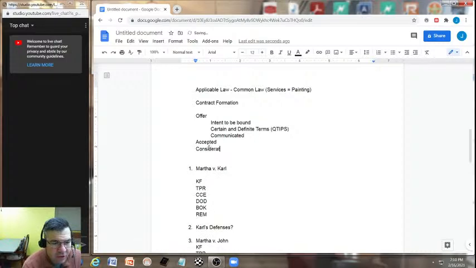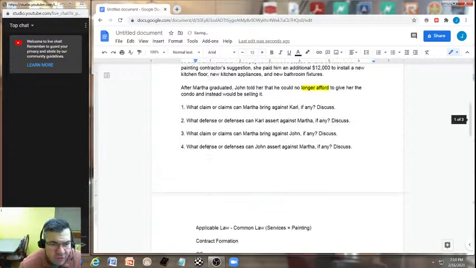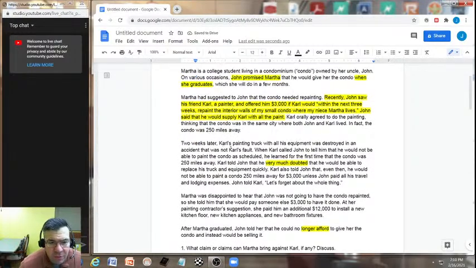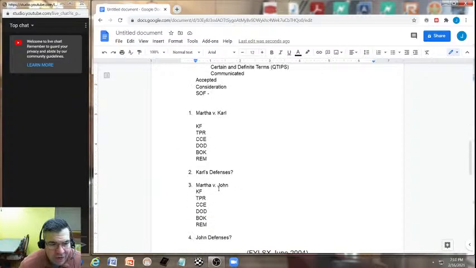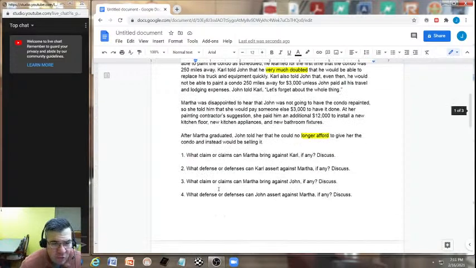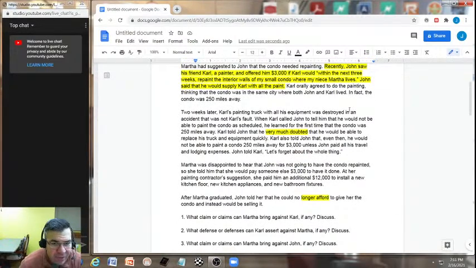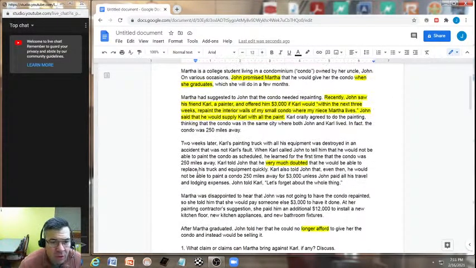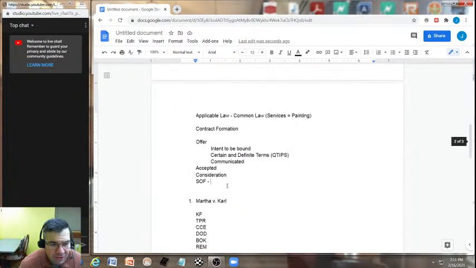Was there consideration or bargain for exchange, legal detriment? Also coming down here, the statute of frauds. Now remember, we're dealing with a services contract that by its terms can be completed within a year, because we're dealing with 3 weeks. So the need for a writing is not necessary here, even though we have the aspect that Carl orally agreed to do the painting. But here's the main thing we want to point out here, that in fact the condo was 250 miles away. That's a mistake.